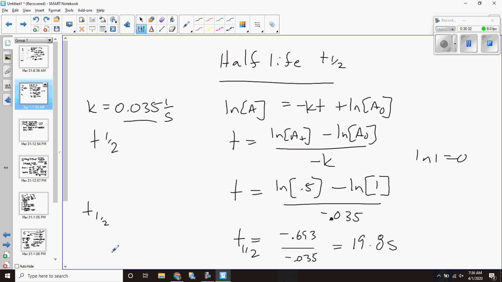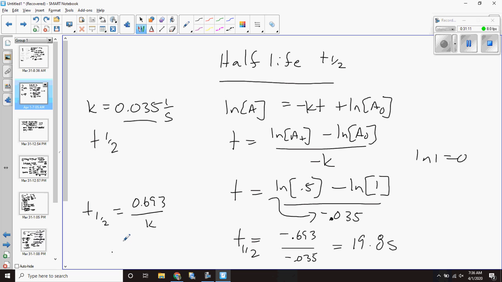Okay, so let's develop an expression for half-life. Remember the negative that gets put in front of everything. We end up with t equals negative log of 0.5, or negative 0.693, divided by k. The negatives cancel out, and the half-life for a first order reaction ends up being just 0.693 divided by the rate constant.